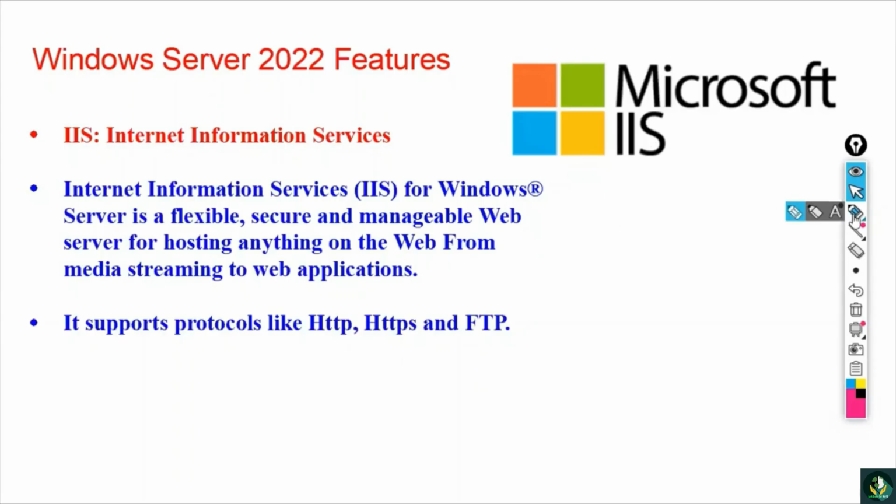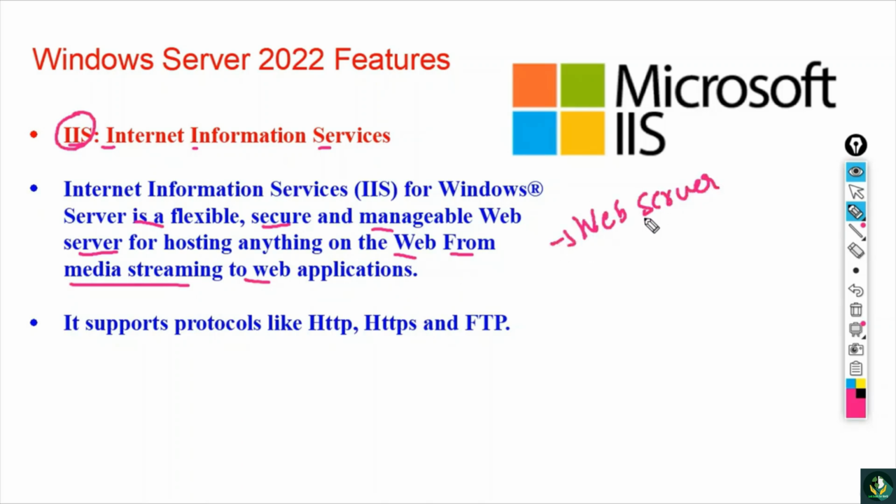Windows Server operating system has one more feature called IIS, which stands for Internet Information Services. IIS for Windows Server is a flexible, secure, manageable web server for hosting anything on the web, from media streaming to web applications. So guys, IIS is a web server for the Windows environment.